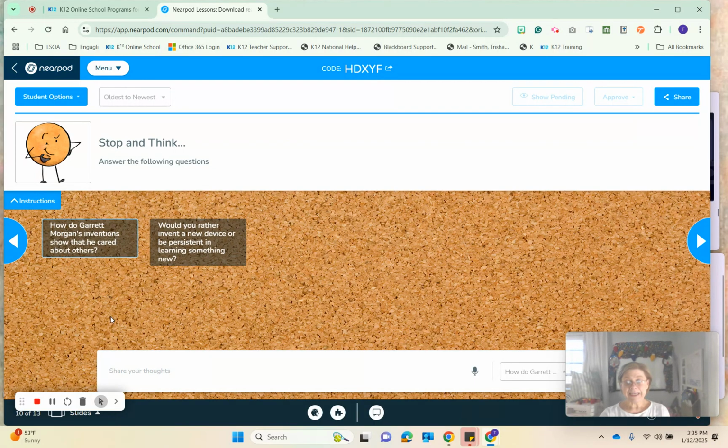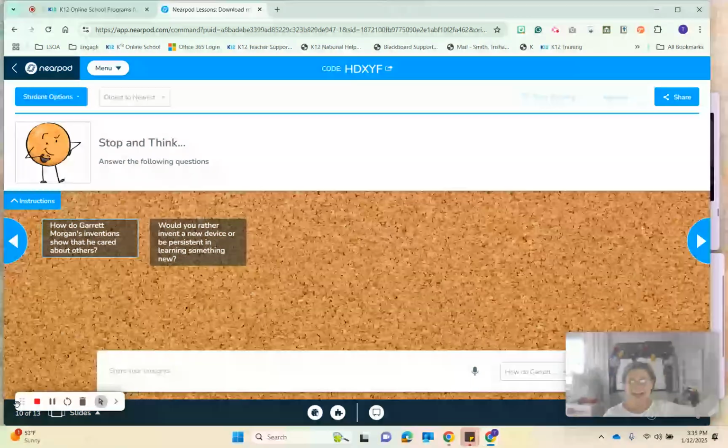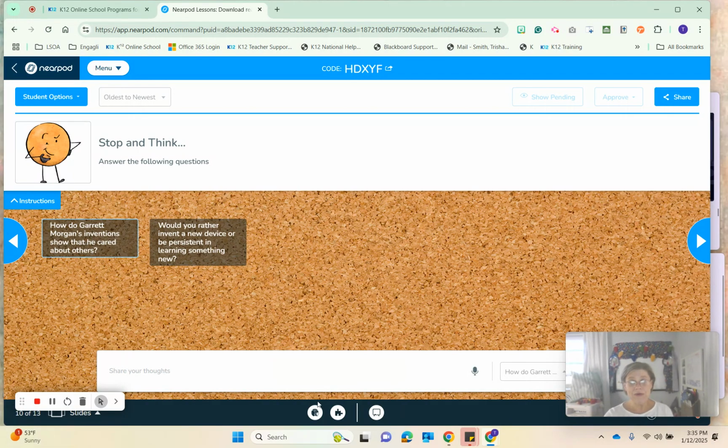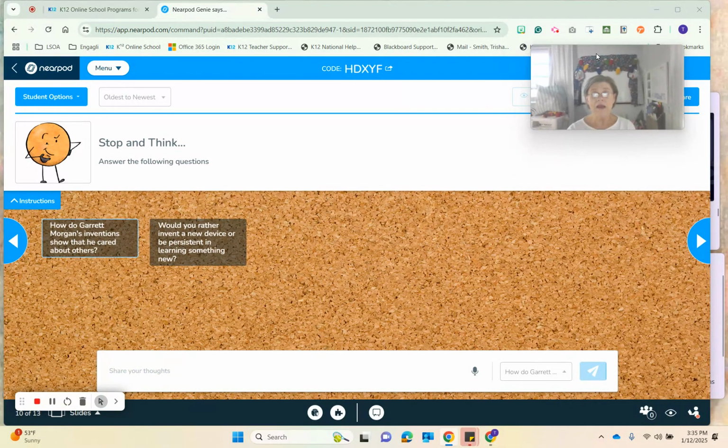First thing you're going to do is, while I close these blinds because the sun is right in my face, you are going to answer these two questions. How do Garrett Morgan's inventions show that he cares about others? And then, would you rather invent a new device or be persistent in learning something new? So you have to answer these two questions first. Remember when we're answering these questions, it's the drop up box, not drop down. The first question is always right there for you. So you can just type in your answers.